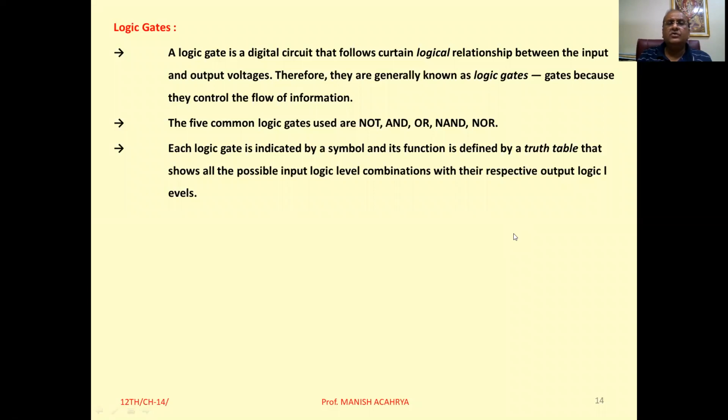Clear? So in the truth table, we will see this thing. If we get output, then it will be represented by level 1. And if we don't get output, then it will be represented by level 0. Clear? Now let's discuss different logic gates.